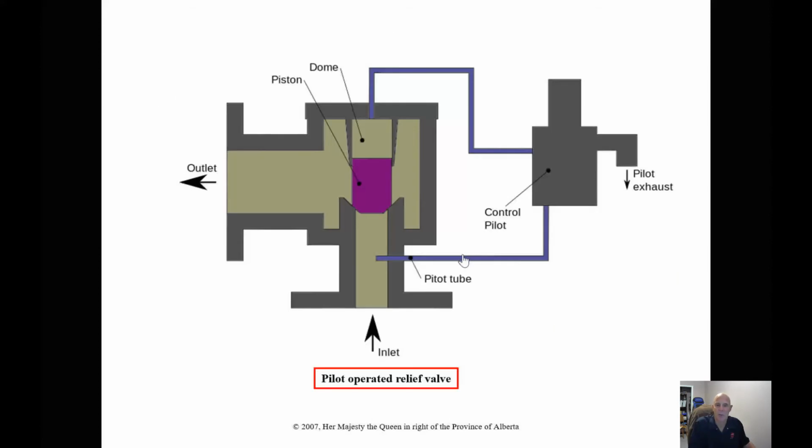Another type is a pilot-operated relief valve, and these tend to be a little bit more accurate. We have a pilot line that goes into the control pilot system. As the pressure in behind here is equal, we have a larger surface area here than we have here, so this is going to stay closed. Now what happens is, if this pressure gets too high, this pilot pressure is going to bleed off. That piston is going to move up and it's going to dump the extra oil out.